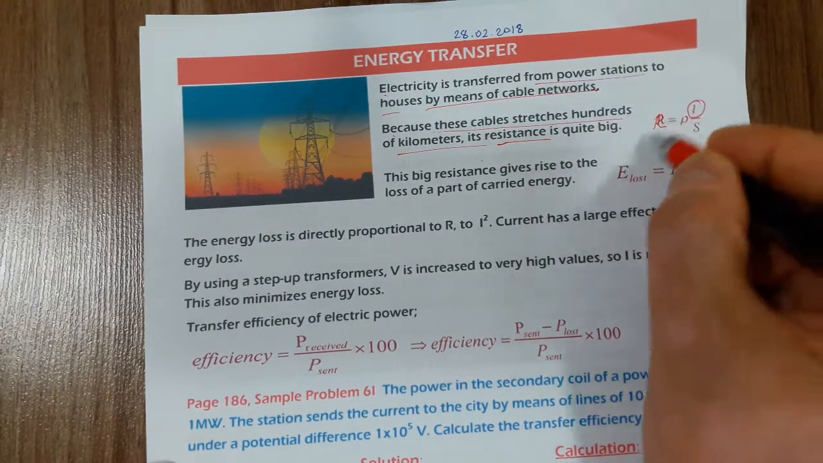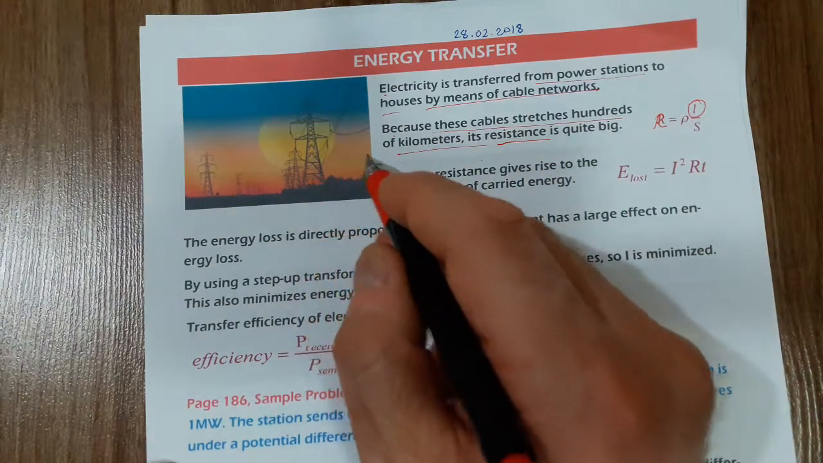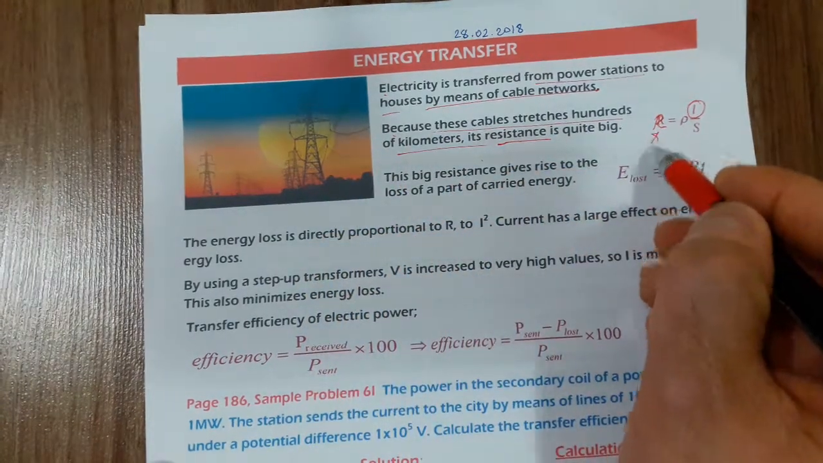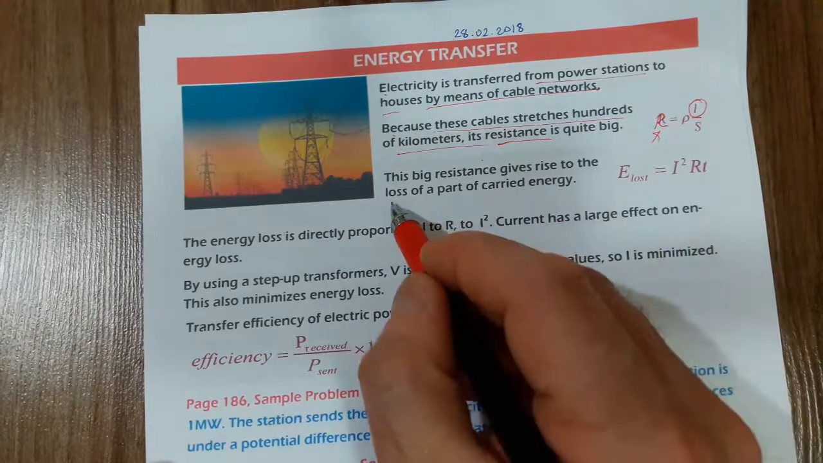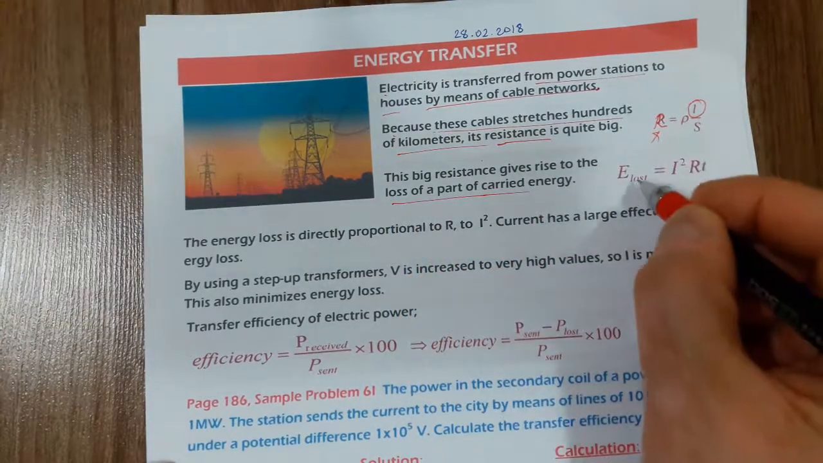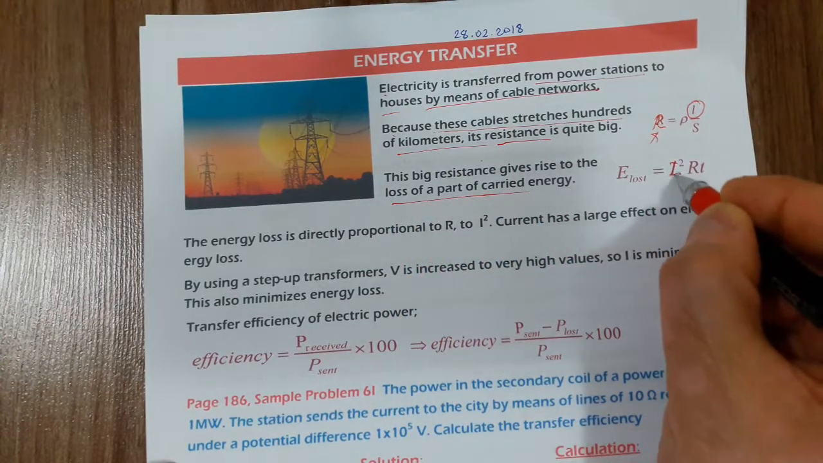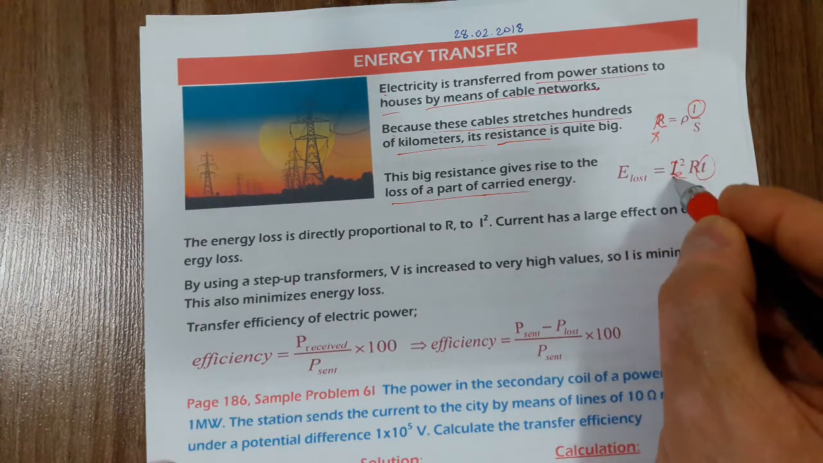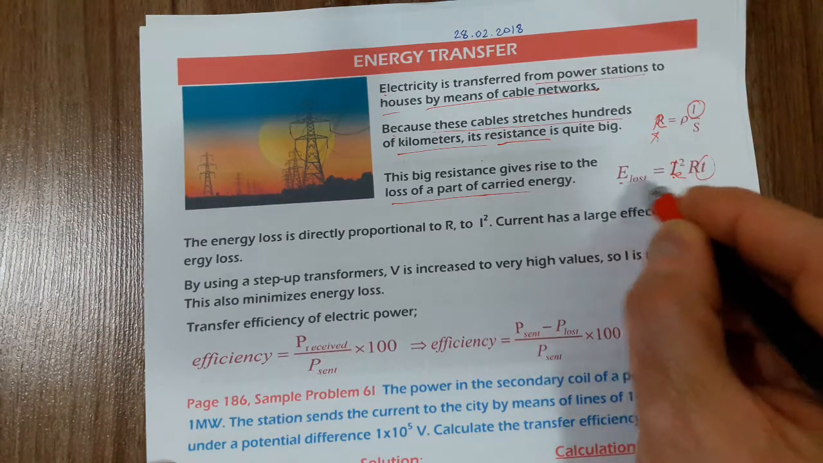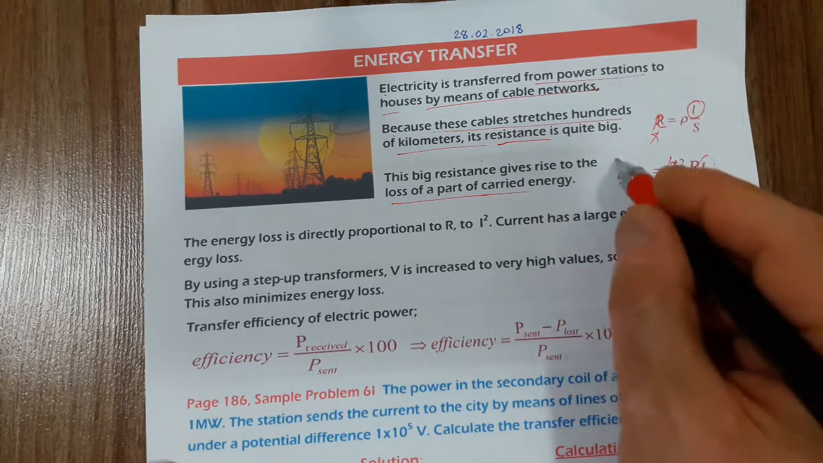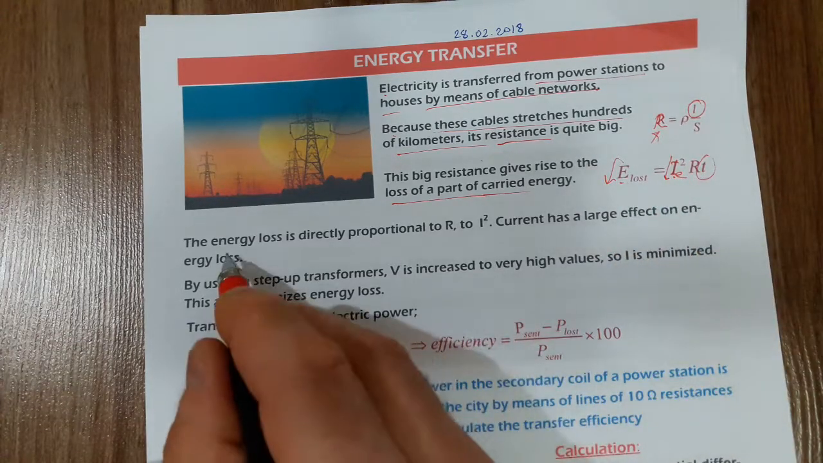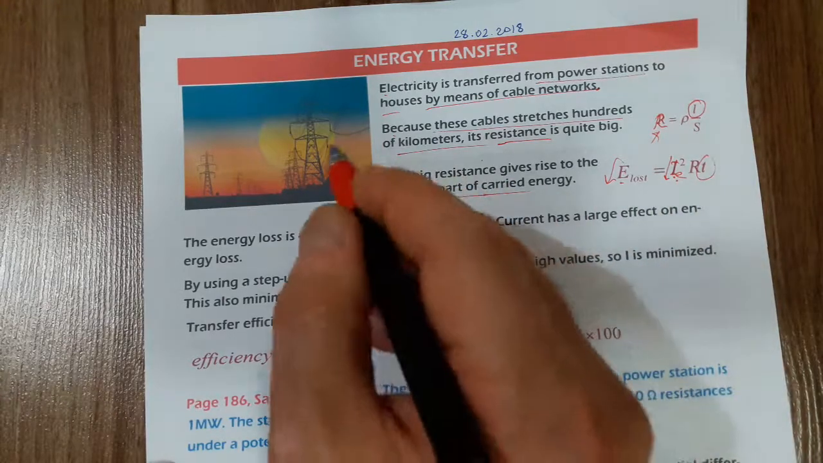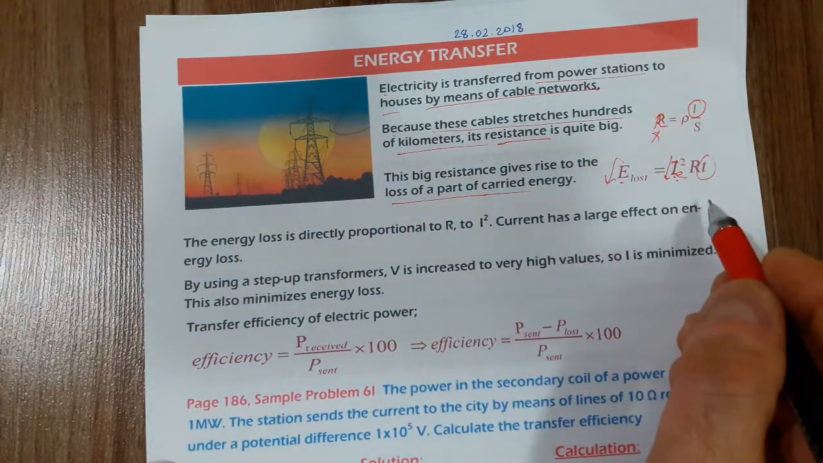Because these cables stretch hundreds of kilometers, their resistance is quite big. Remember, the resistance of a line is proportional to the length of the conductor, because the length of these wires is very big, so resistance is big. This big resistance gives rise to the loss of part of the carried energy. Remember, energy loss is equal to I squared times R multiplied by time T. So as you see, if the current is big, energy loss is big. But if you make the current small, then energy loss will be small.